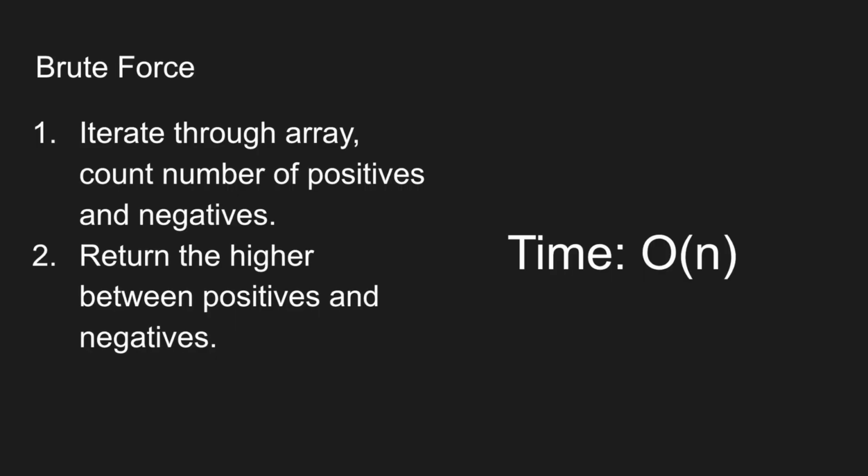So one way, or the brute force way that we can solve this problem, is we can iterate through the array and count the number of positives and negatives, and we will return the higher between the positives and negatives. And the time will be O of n, where n is the number of elements in the array, because we will iterate through the array once. But there's actually a more efficient way to solve this problem, since the array is sorted, so we'll go over that way right now.